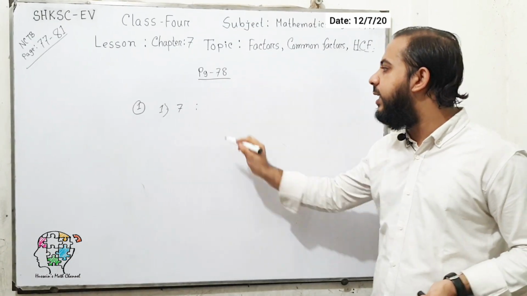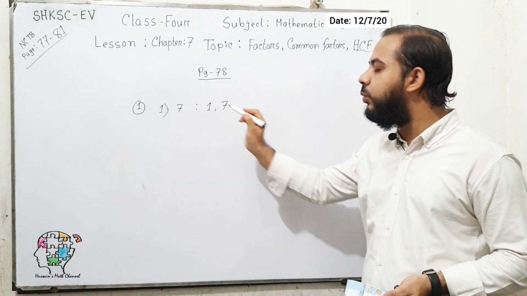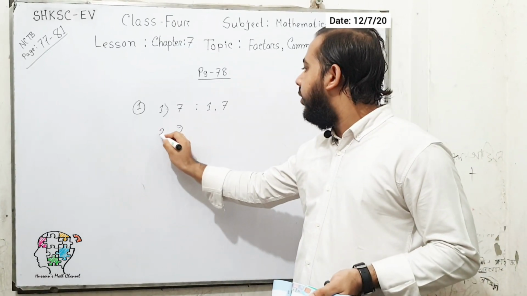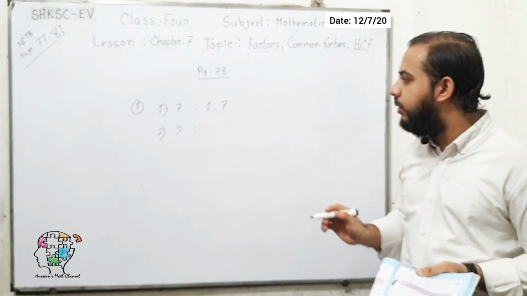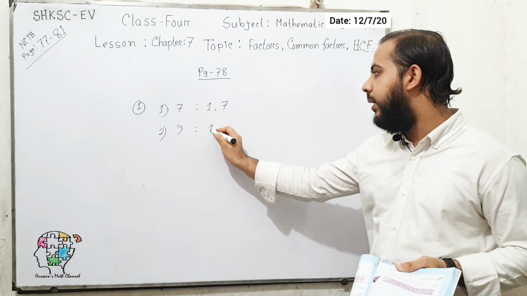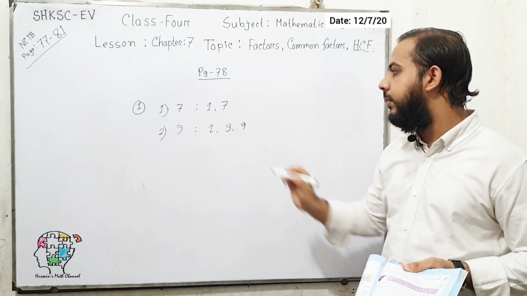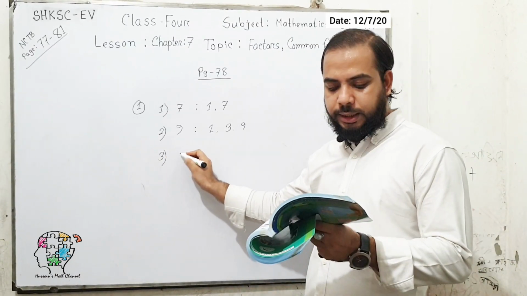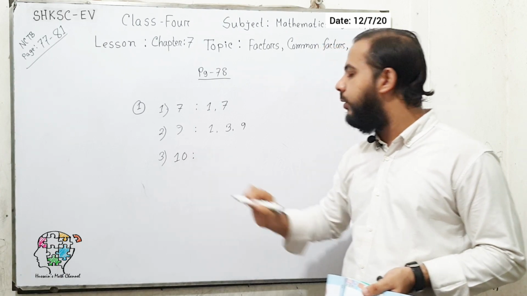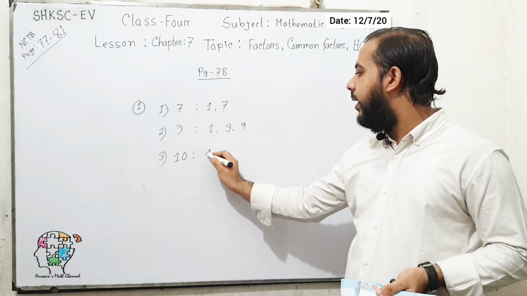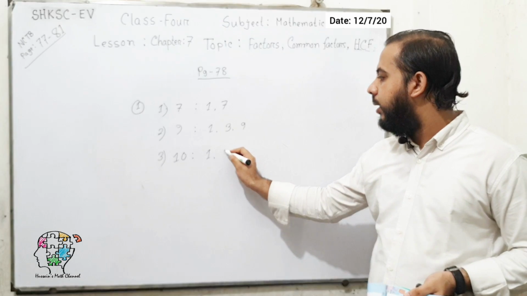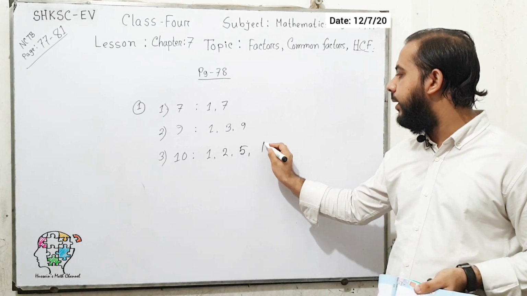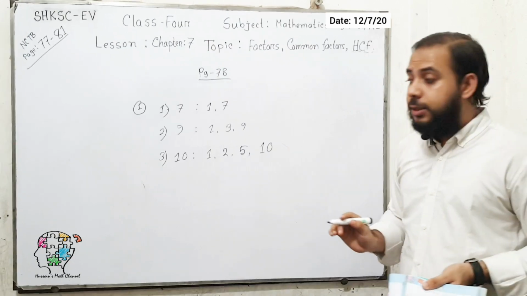So 7 is only divisible by 1 and 7. So these two numbers are the only factors of 7. Now factors of 9. What are the factors of 9? 9 can be divided by 1, by 3 and by 9. These 3 numbers are the factors of 9. Question number 3, 10. You already know that factors of 10 are 1, 2, 5 and 10. These 4 numbers.